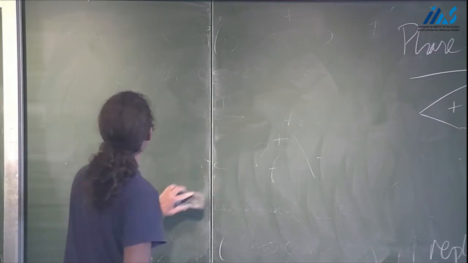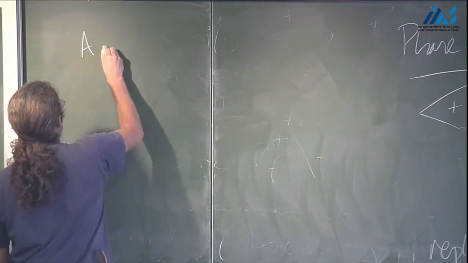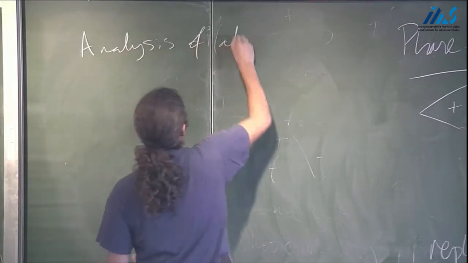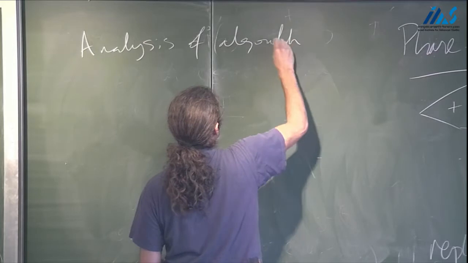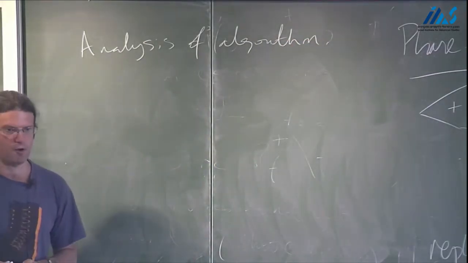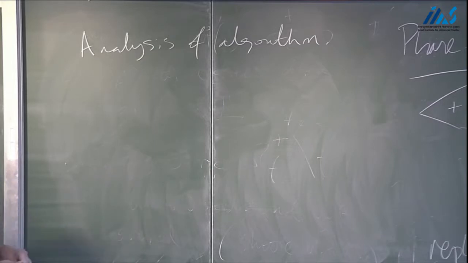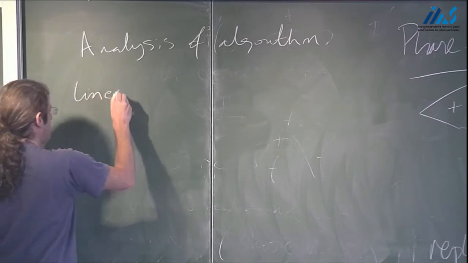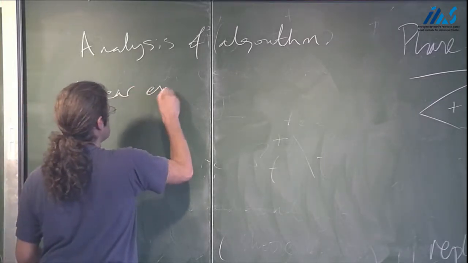What should I say about the proof? So the analysis of the algorithm. Just in summary form, because there's not much time. So we count. So the linear extension formula.